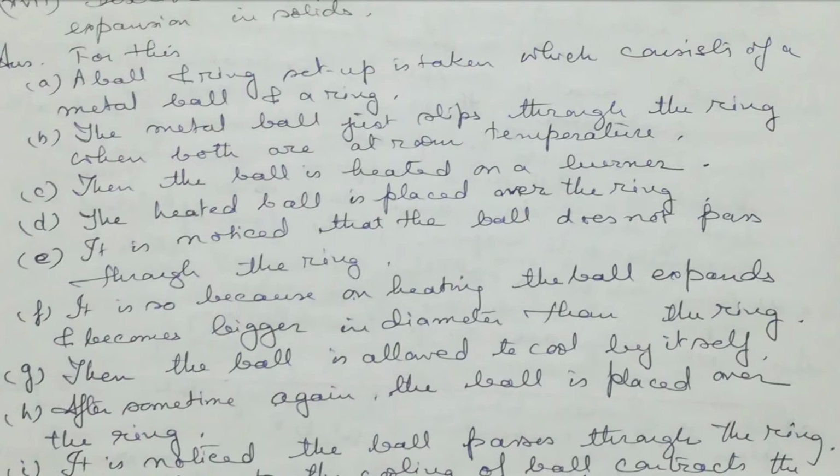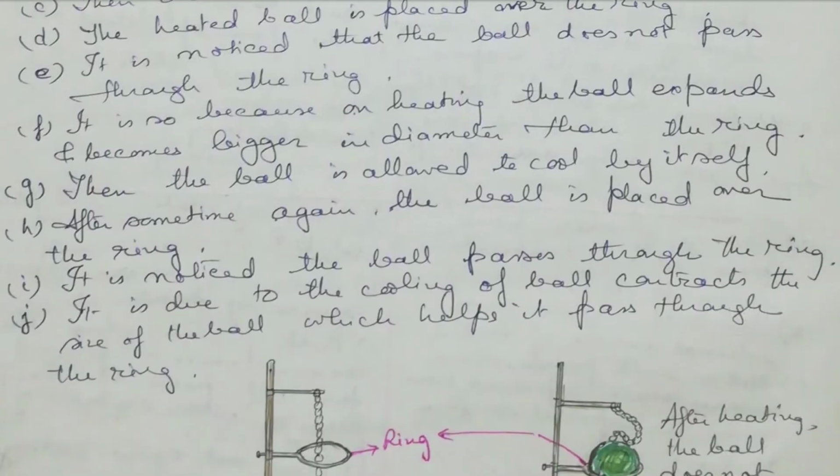This is because on heating, the ball has expanded and become bigger in diameter than the ring. Then the ball is allowed to cool by itself, and after some time, when we place the ball on the ring again, it passes through it. This is because when the ball cools down, it contracts and comes back to its original shape and size, which helps it to pass through the ring.